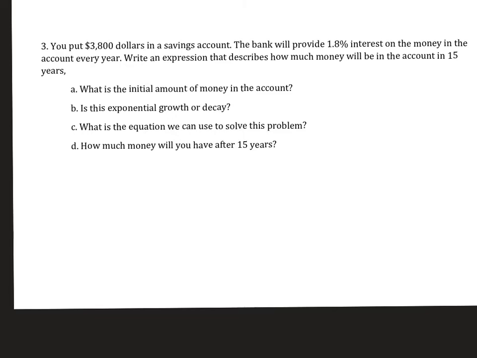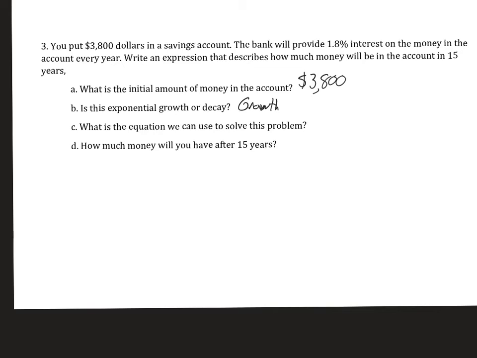Okay, so you put $3,800 in a savings account. The bank will provide 1.8% interest on the money in the account every year. Write an expression that describes how much money will be in the account in 15 years. Okay, so very first one, what is the initial amount of money in the account? Well, it went ahead and told us it's $3,800. Is this exponential growth or decay? So interest, what do you think that means? Interest is extra money that gets put on. So this is growth. It has to be.